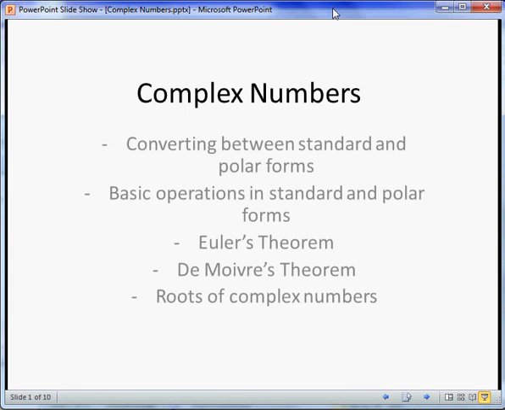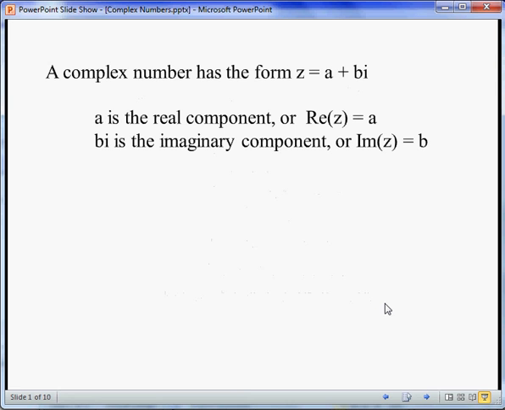Okay guys, I want to give you a bit of a summary of complex numbers, assuming you know the very basics. We're going to look at converting between standard and polar forms, look at basic operations in standard and polar forms, look at Euler's theorem, de Moivre's theorem, and roots of complex numbers. Actually, we won't look at Euler's theorem.